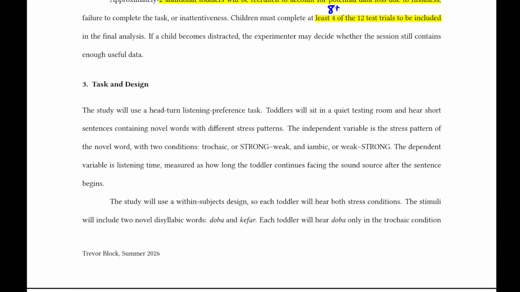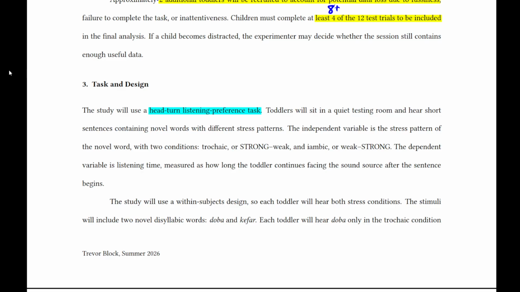Okay, task and design. The study will use a head turn listening preference task. In class, we mentioned that maybe a different task could be used at this stage. I think with 18-month-olds, this is still okay, but there might be better choices for this, especially because at this age, they can probably point and gesture without any issues. But for a sound stimuli task, I think this is fine. So subjective criticism here, but nothing I would say is majorly wrong with this.